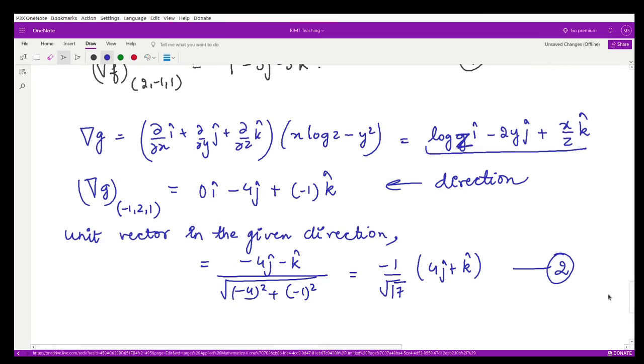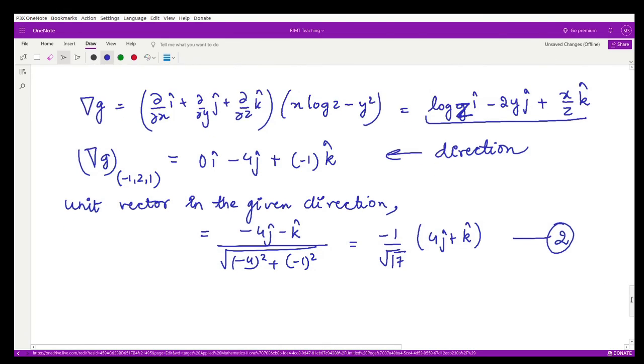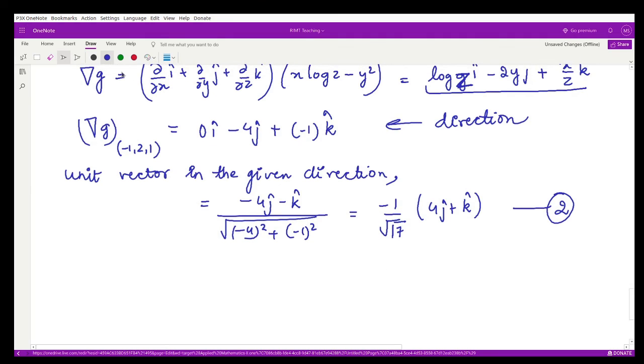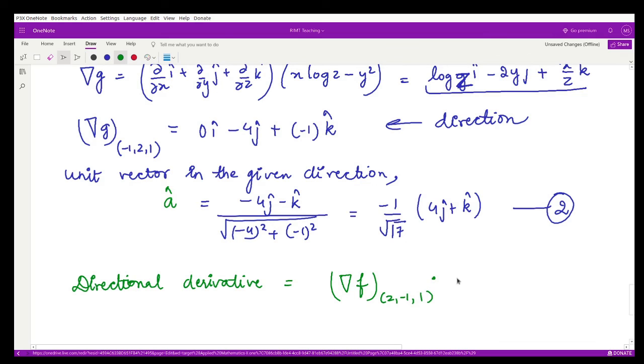Okay. So now the next thing is we are to calculate the directional derivative. What we have to do is take the dot product of the given vector del f, which is given by our equation number 1 at the given point 2, minus 1, 1, dot product with this vector. Say I am calling this the a cap vector, right? So I have to take this dot product over here.